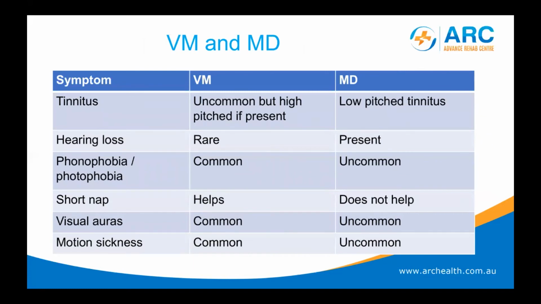This table here just shows you some of the key pointers to be thinking about if we're thinking, is it VM or vestibular migraine or MD, Meniere's disease? So tinnitus is not that common in vestibular migraine, but if it is present, it's more likely to be high-pitched, whereas in Meniere's disease, it's probably low-pitched. Hearing loss is rare in vestibular migraine. As I said, if you do get a bit of hearing loss in vestibular migraine, it's usually transient and certainly not significantly severe. Whereas hearing loss, we know in Meniere's disease, is very common.